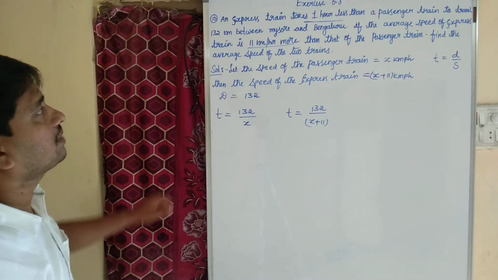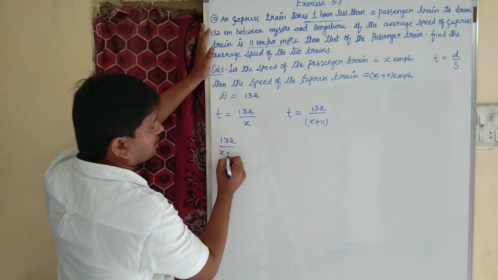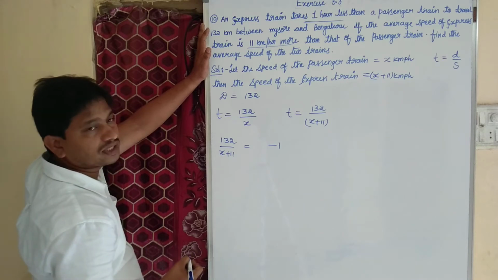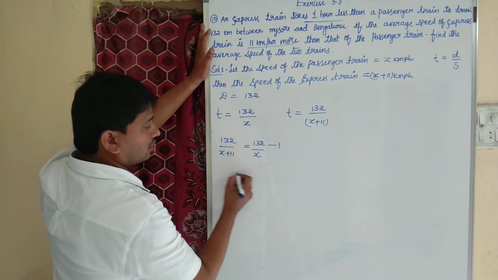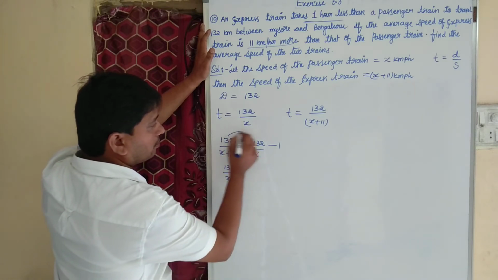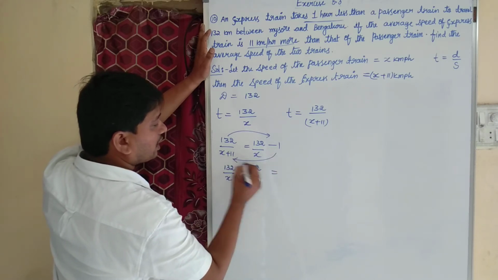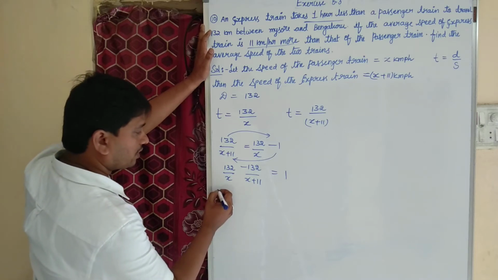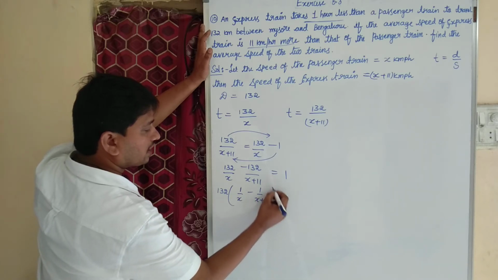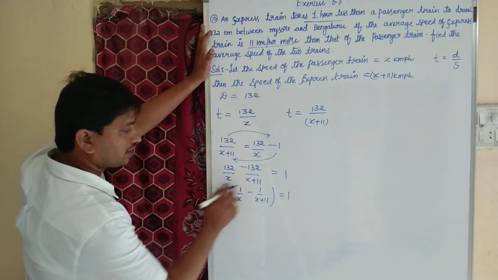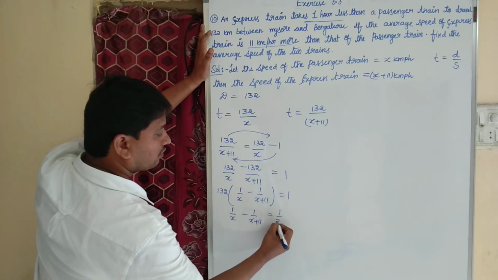Which is taking 1 hour less time? The express train. Express train is 132 by x plus 11, which is taking 1 hour less. 1 hour less means minus 1. Then the passenger train means 132 by x. So 132 by x, transpose it, it becomes minus 132 by x plus 11 equal to minus 1. Transposing, this becomes plus 1. So if I take 132 as common, 1 by x minus 1 by x plus 11 equal to 1.